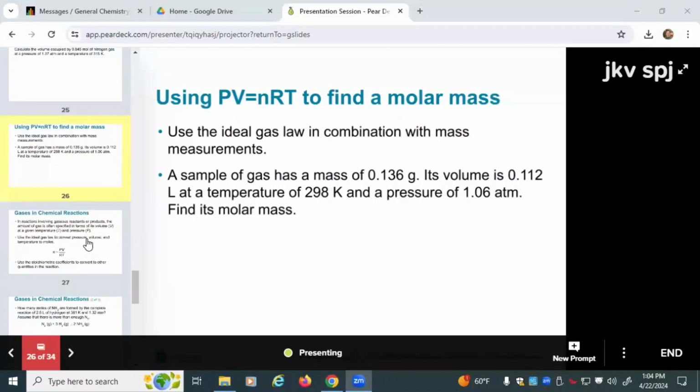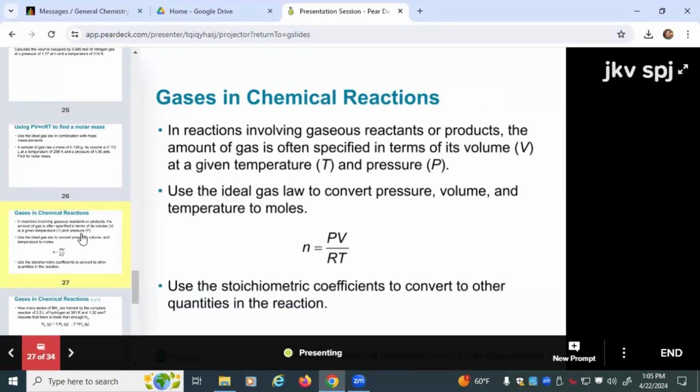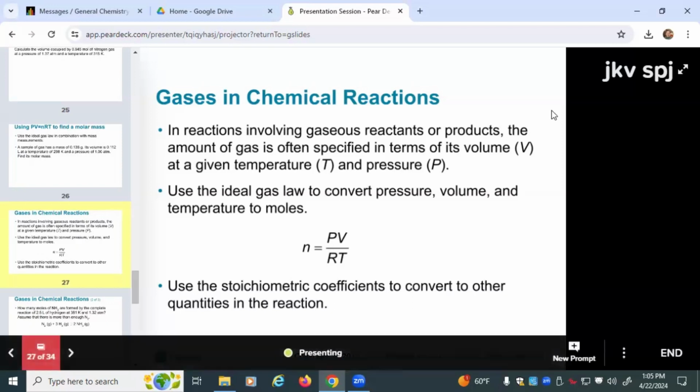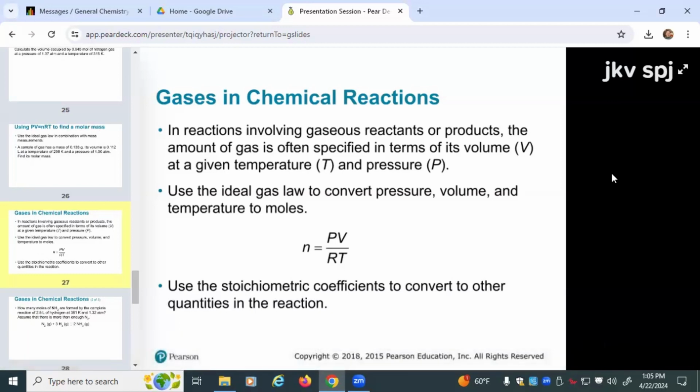So the last piece of the puzzle for us concerns the idea of, well, what if we have gases in chemical reactions? If we have gases in chemical reactions, we can use the ideal gas law to figure out the number of moles of gas. And then we could use that number of moles of gas to figure out, from a stoichiometry standpoint, pretty much anything else about the gas.